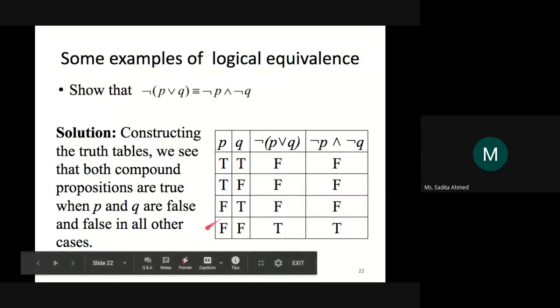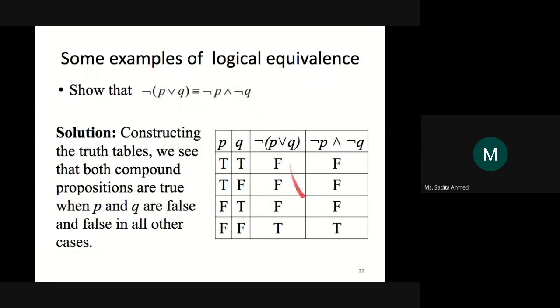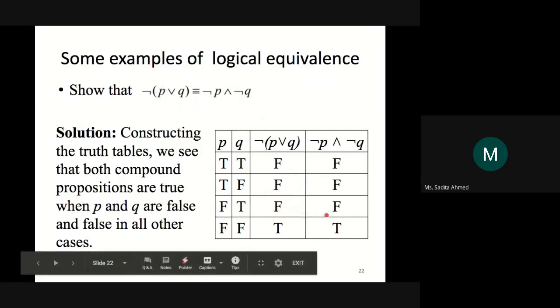Similarly, you apply the other two combinations as well in each of these statements and then come up with the result, and you will see that they have the same values. And since they have the same values, we can say that these two are equivalent to each other.